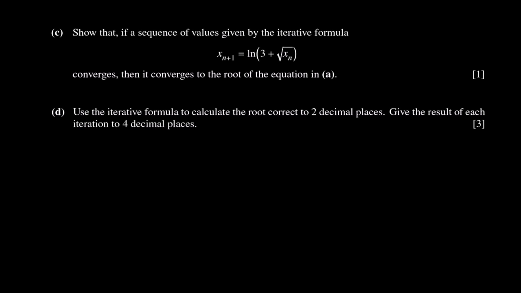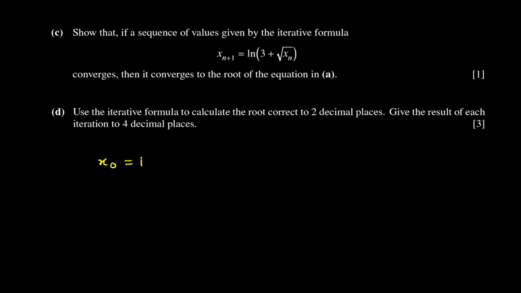Okay, then, final part of this question. Use the iterative formula to calculate the root correct to 2 decimal places. Give the result of each iteration to 4 decimal places. Well, we're going to start, I think, with x0 is equal to 1, because in the previous part of the question, we were told that the root was between 1 and 2, so that seems like a sensible place to start. And then we basically need to know how we can key things into the calculator intelligently.